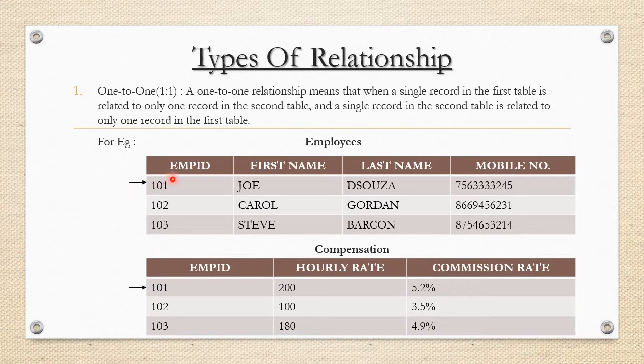See, here 101 is there, and here also 101 is there, but there is no repetition of 101. Here one record is there, and here also only one record is related to 101. Similarly, for 102, one record is here, and in this table also you can see one record. For 103 also you can see the same thing. So here also there is no repetition of any records. This is called a one-to-one relationship.